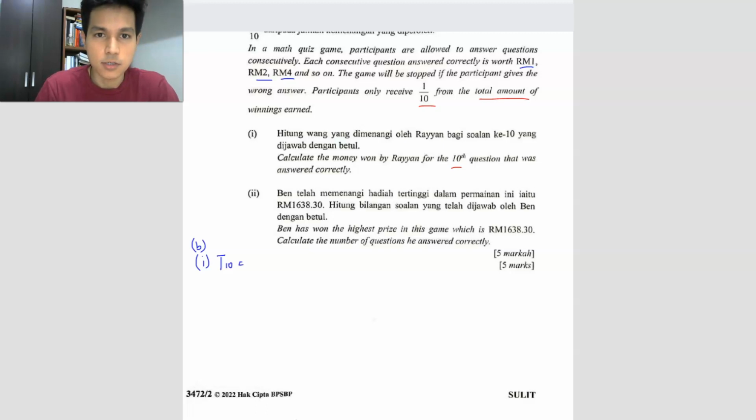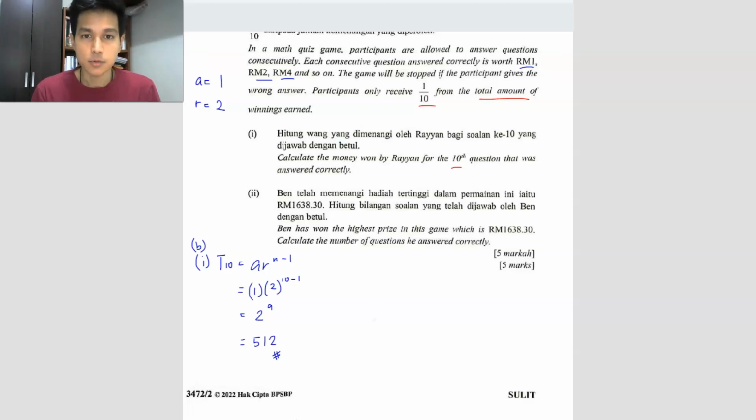So from the sequence here, a is 1, that's the first term, and then the common ratio r is 2 divided by 1, so it's 2. So you just use your formula, ar^(n-1). a is 1, r is 2, n is 10 minus 1, so 2 power 9, so your answer should be 512. So on the 10th term, he would have gotten RM512.